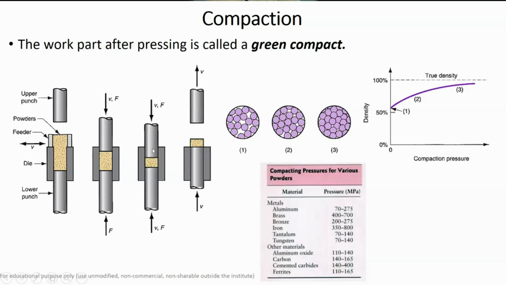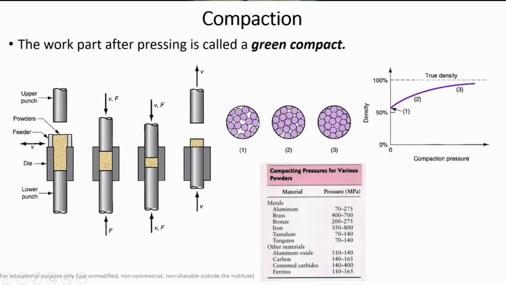It is held for a few seconds, and then in the last stage the upper punch is retracted, and the lower punch moves upward in order to eject the compacted solid mass out of the die cavity. This is the first cycle. At the start of the second cycle, the powder feeder again comes from this side, and it displaces the solid compact out of the compaction area.